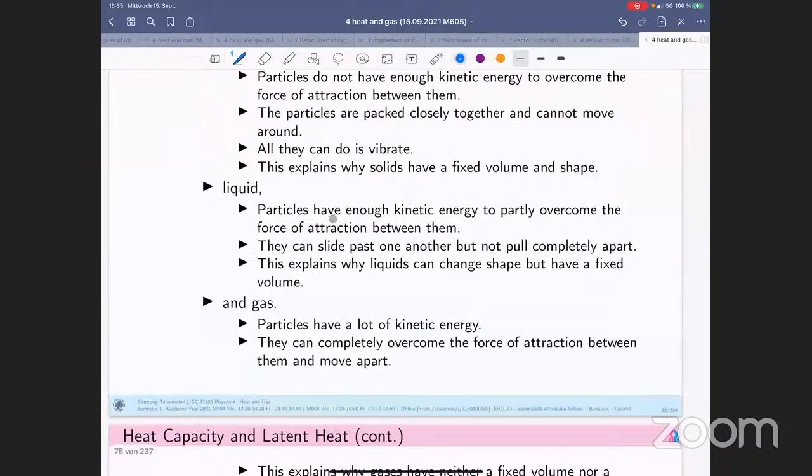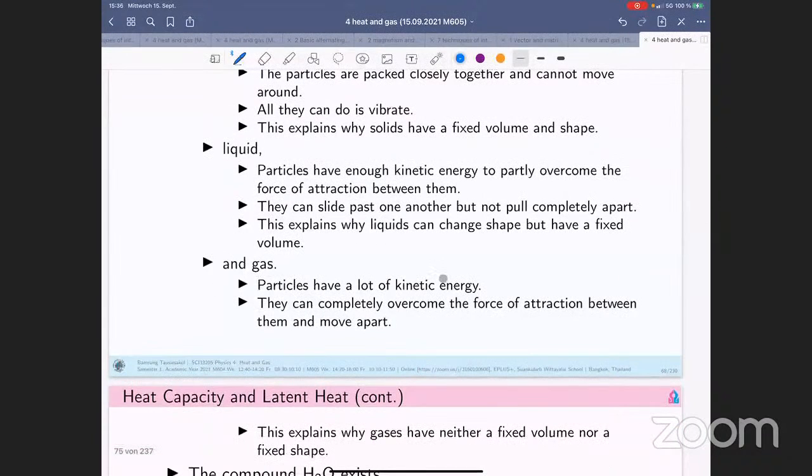Liquid, all right, particles have enough kinetic energy to partly overcome the force of attraction between them. They can slide past one another, but not pull completely apart. Okay, the shape of the liquid is quite flexible. Okay, it depends on the holder, the device that holds the liquid, right? Because there is no strict force at all. This explains why liquids can change shape but have a fixed volume. For the gas, particles have a lot of kinetic energy. They can completely overcome the force of attraction between them, and they can move apart easily.